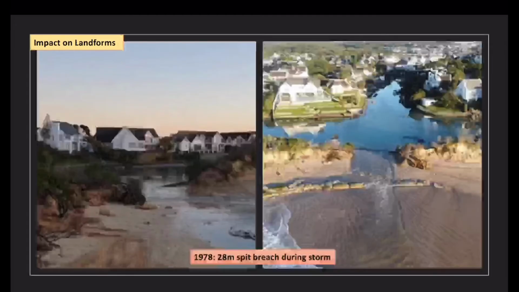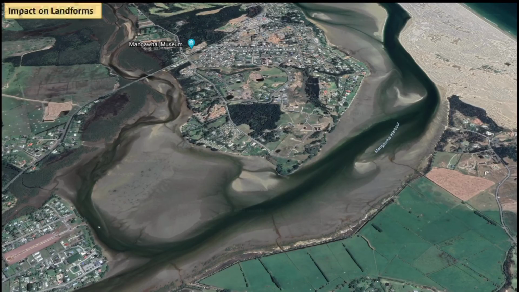So let's have a look at the impacts on the landform. Here's an example of a spit breach in 1978. Because there's less sand being put onto the beaches and less sand being able to protect the spit, when a big storm happens, those high energy waves are able to breach the spit. So breaches caused by high energy waves attacking the spit and the beaches, which aren't able to protect them because they're not getting supplied with sand, are quite significant.